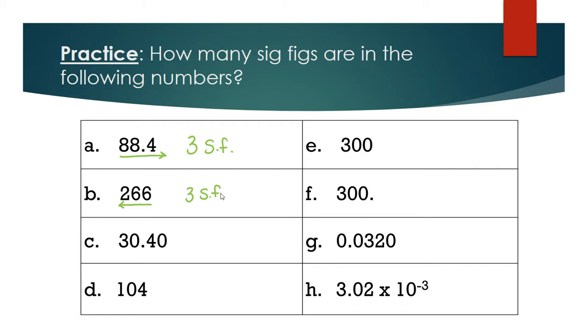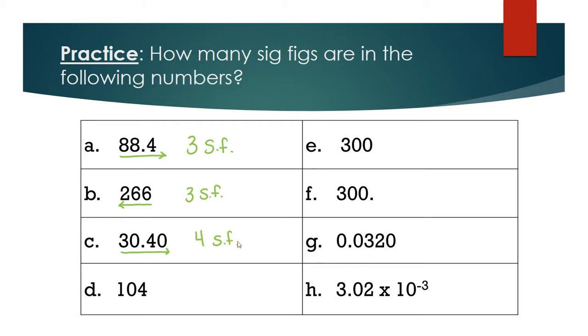In example C, we have 30.40. There is a decimal present. Decimal means Pacific, which means you start from the left at your first non-zero. Looking at the value as I go from left to right, off the bat, 3 is a non-zero. So you go all the way to the right. That means we underlined everything. This value has 4 sig figs.